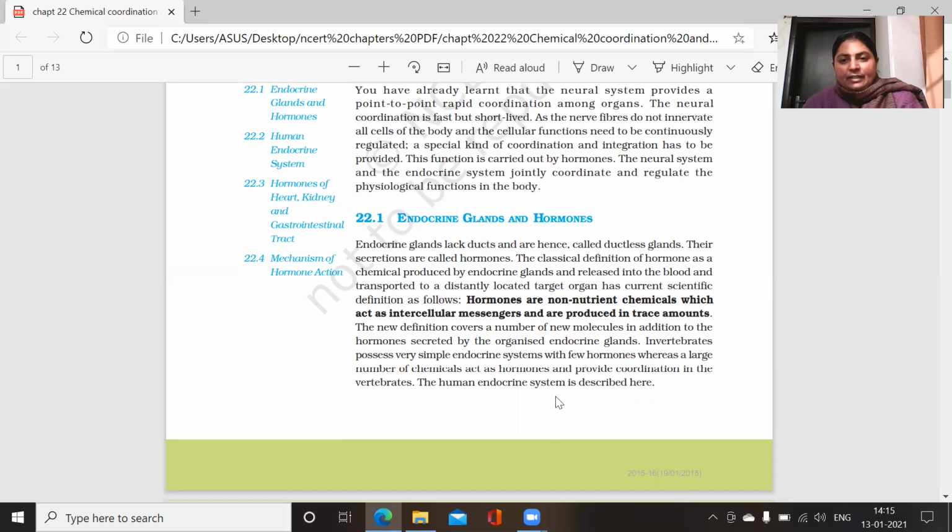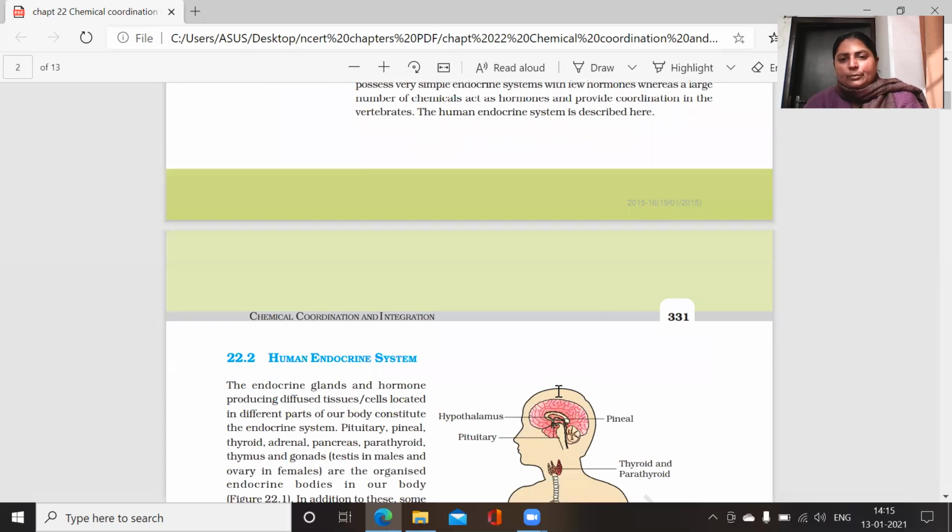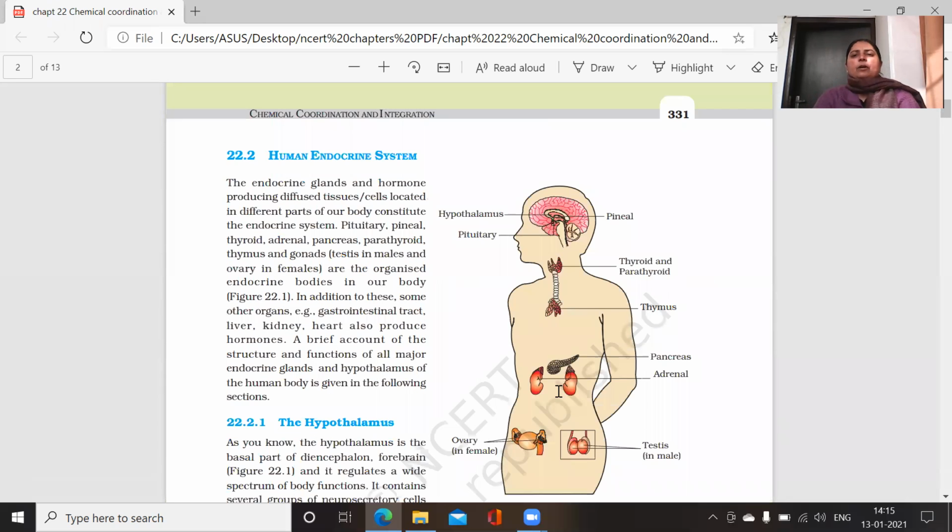See, there is one diagram given in your book, and that is the diagram of the human endocrine system. The human endocrine system consists of two things: endocrine glands and their chemical secretions, that are hormones.